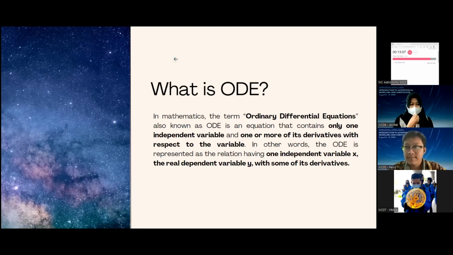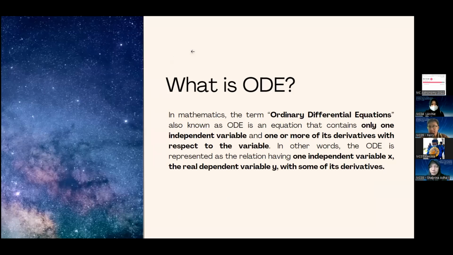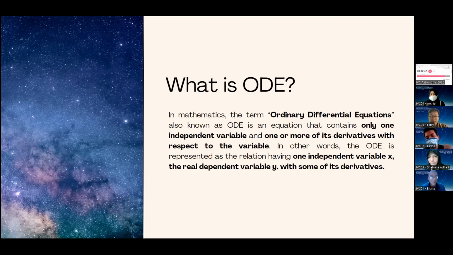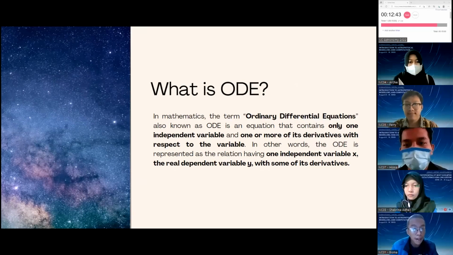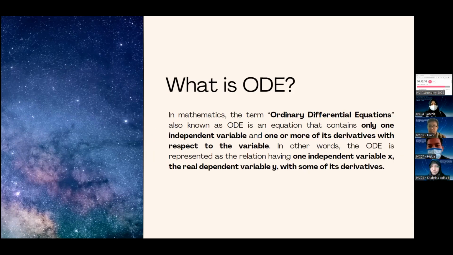Okay, good afternoon, everyone. First, we will find out what ODE is. In mathematics, an ordinary differential equation, also known as ODE, is an equation that contains only one independent variable and one or more of its derivatives with respect to the variable. In other words, the ODE is represented as a relation having one independent variable x, the real dependent variable y, and some of its derivatives. Okay, can you go next, Archie?